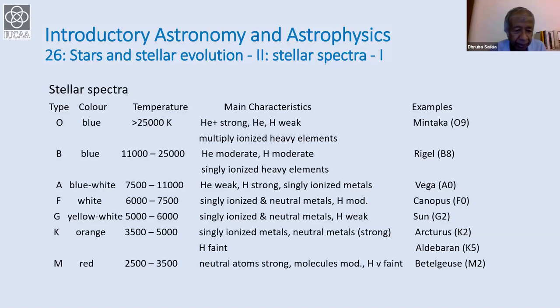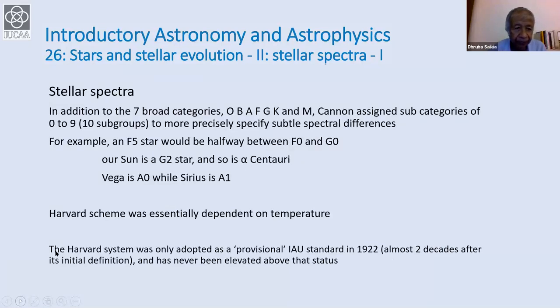And when you come to the M-type dwarfs, which are just about 2,500 to 3,500 degrees Kelvin, neutral atoms are strong, and you can get strong molecular emission, as you saw titanium oxide in the spectrum, which I showed you. Hydrogen is extremely faint, barely visible at all. So these are the main spectral classes. These have been extended at the low end, but we will not deal with that right now.